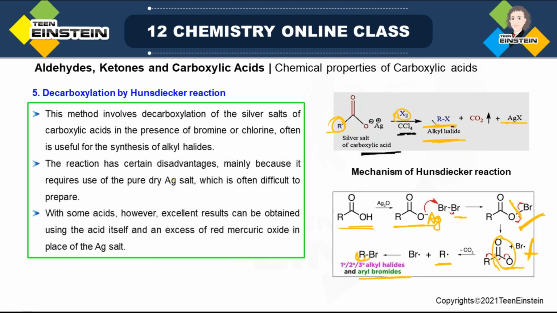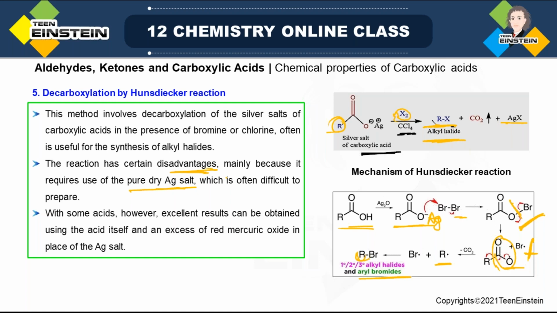The reaction has some disadvantage. What is the disadvantage? Because it requires the presence of pure dry silver salt. So the silver salt of carboxylic acid, which is the starting material for this reaction, should be in very pure dry condition. Now, maintaining this condition practically, there may be some problem.